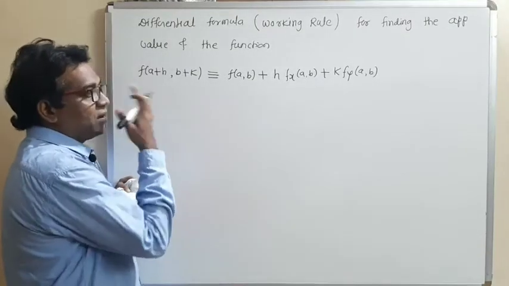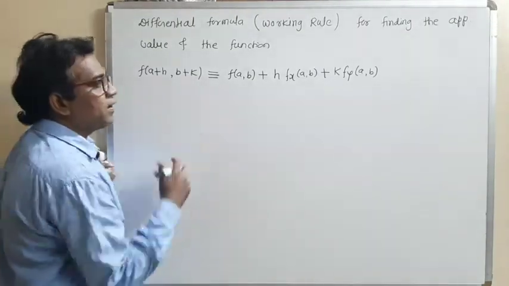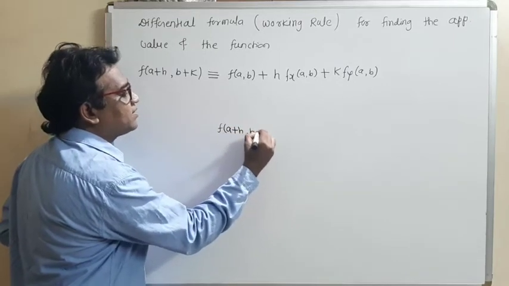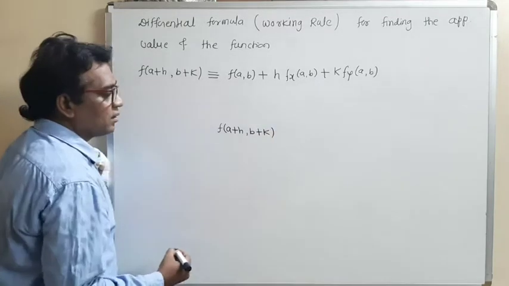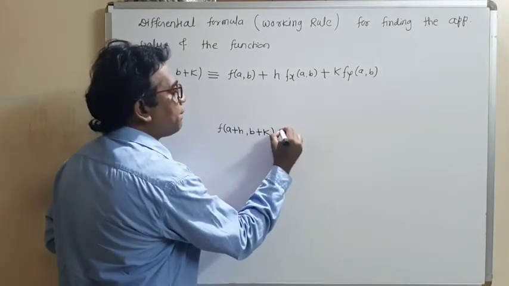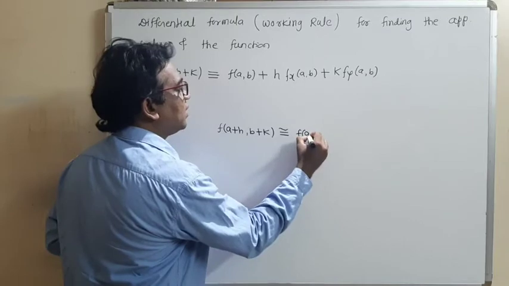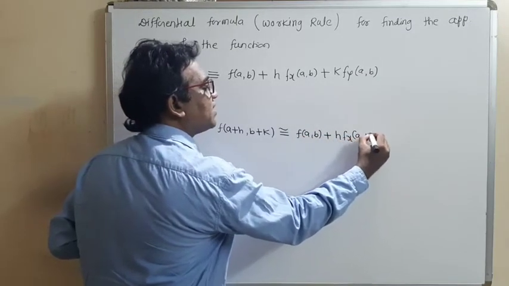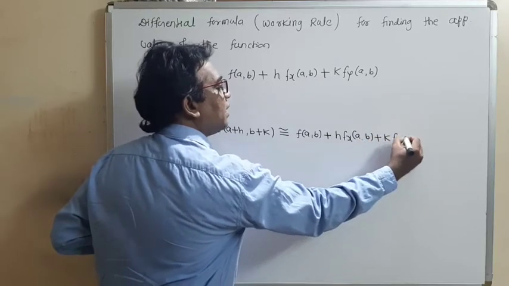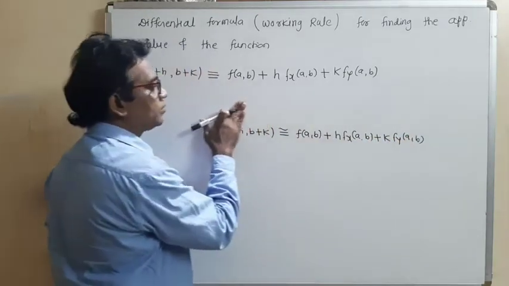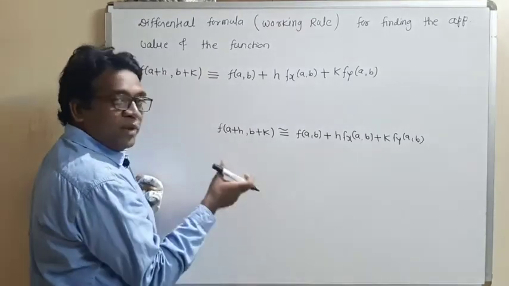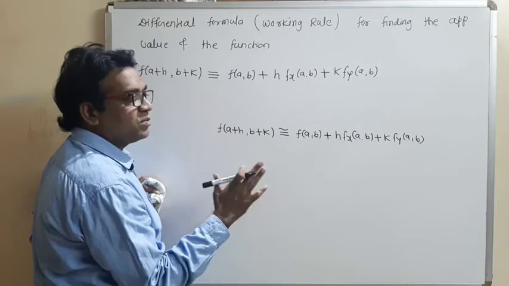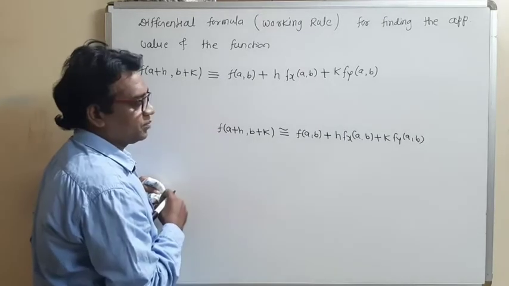Now see, what is this differential formula? This is given by f of a plus h, b plus k, approximately equal to f of ab plus h fx at ab plus k fy at ab. This formula is called the differential formula for finding the approximate value of any function.